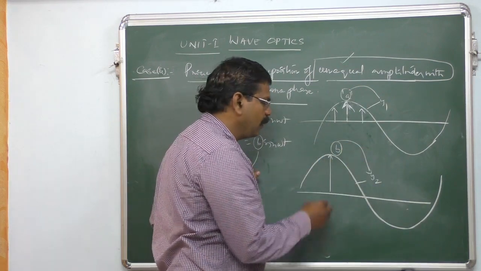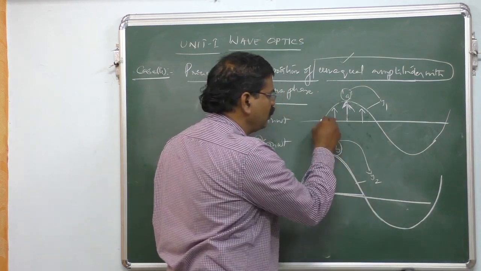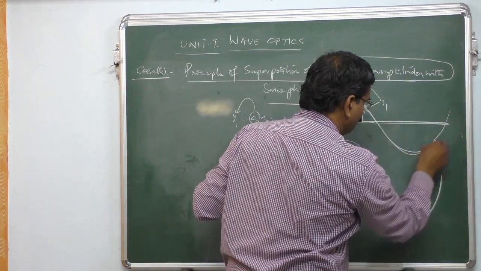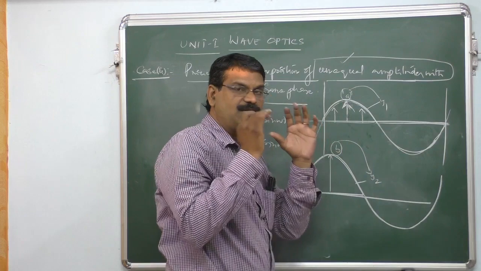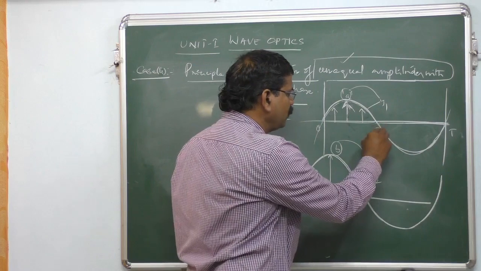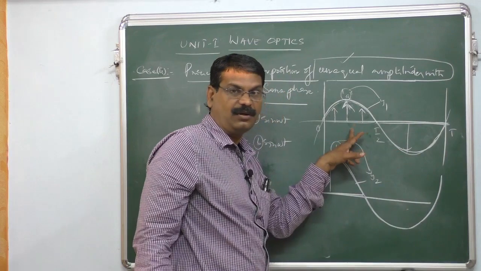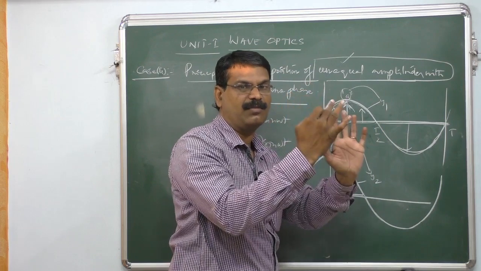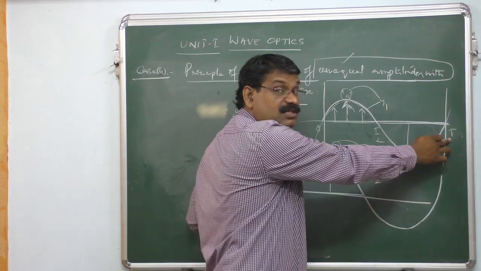Everything from here to here is considered a positive half cycle. This is called the positive half cycle. Similarly, the other one is called the negative half cycle. If you consider a sinusoidal wave extending from 0 to T, then 0 to T by 2 is considered the positive half cycle, and T by 2 to T is considered the negative half cycle. So one positive half cycle and one negative half cycle together make one complete sinusoidal wave. It extends from 0 to T.